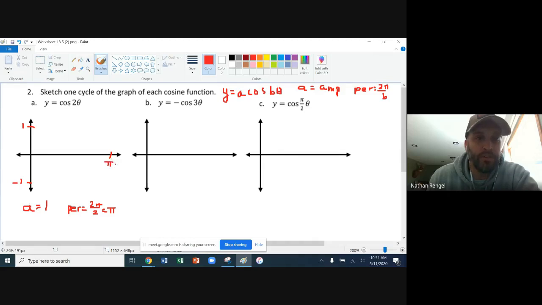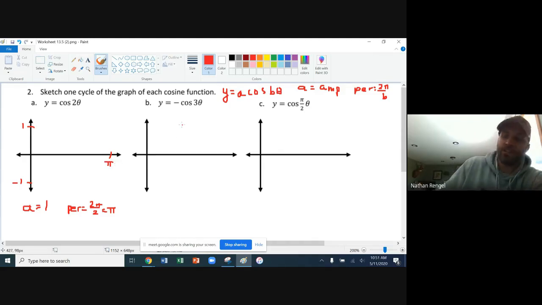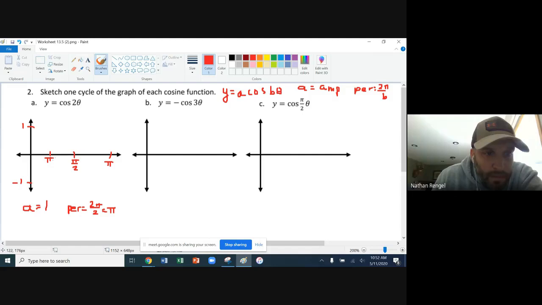If it did want me to do 2 cycles, I would just extend this out to 2 pi and graph 2 of those cycles. But I'm just doing 1. Then I find the halfway point, which is pi over 2, and half of pi over 2 is pi over 4. So now I'm making my intervals by counting by pi over 4. So this is pi over 4, 2 pi over 4.